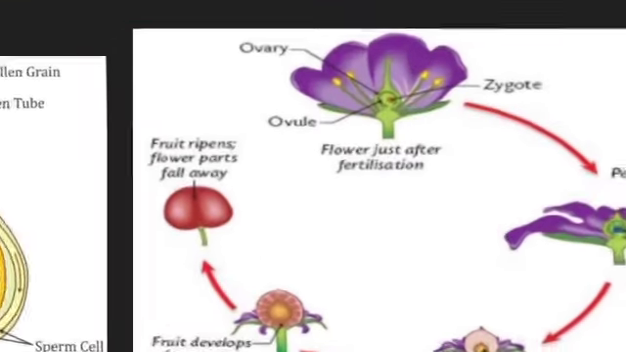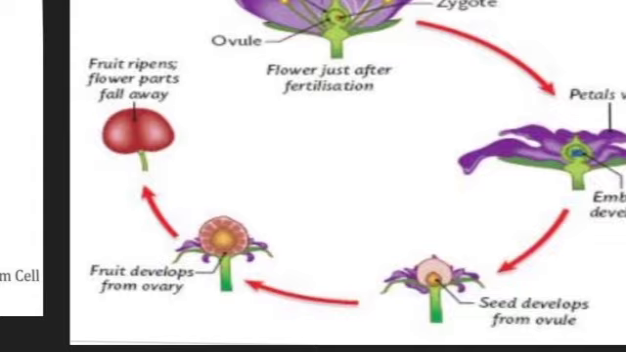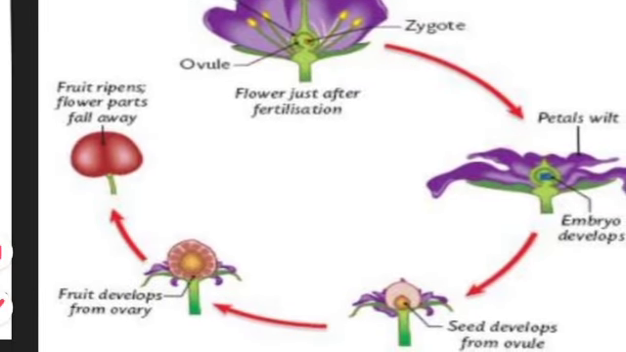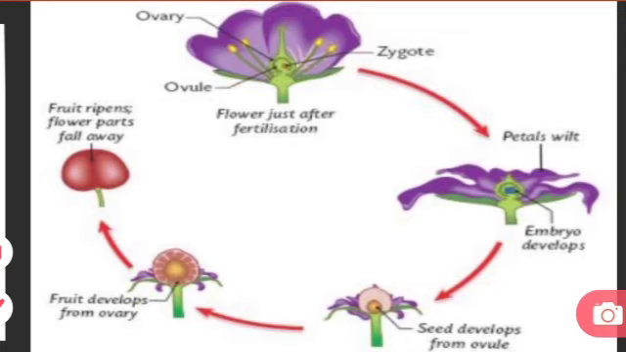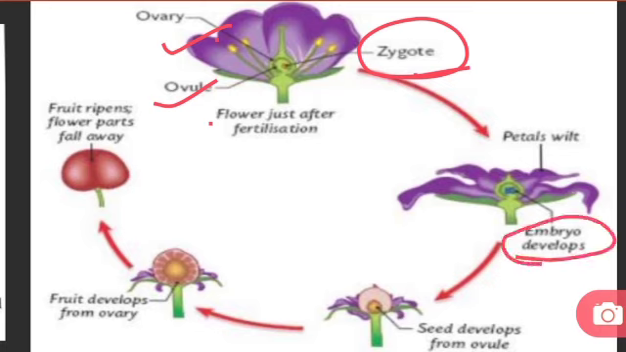Okay, now I'm just showing you the cycle, what happens actually after fertilization. Now you can see here is the ovary and ovule present. Now this will form zygote. When the male and the female gamete fuse together, they form a single cell, that is zygote. Now when they form zygote, slowly the embryo will develop. Embryo starts developing, means a small plant starts developing inside the ovule. And then the petals wilt, means the petals start drying and drooping down. After that the seeds develop from the ovule.